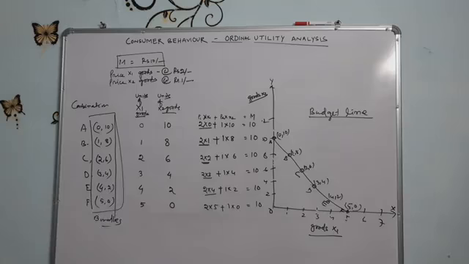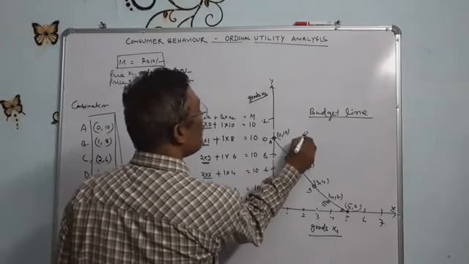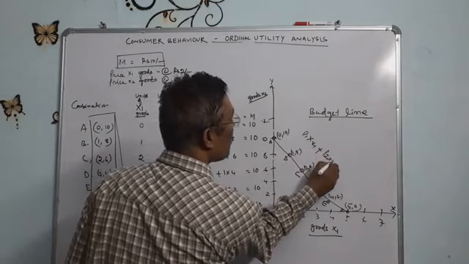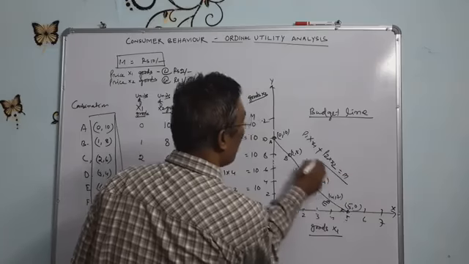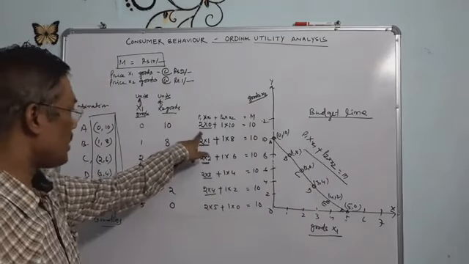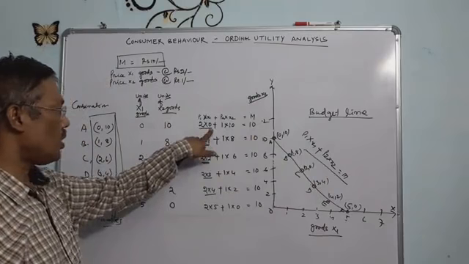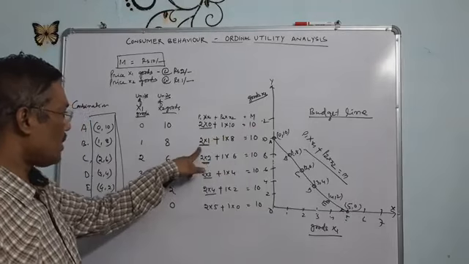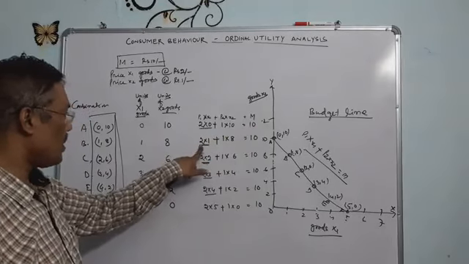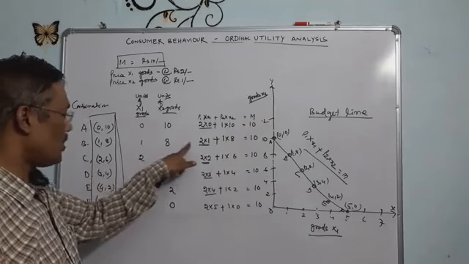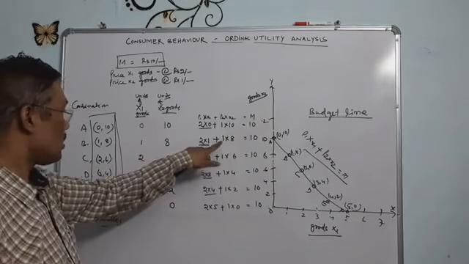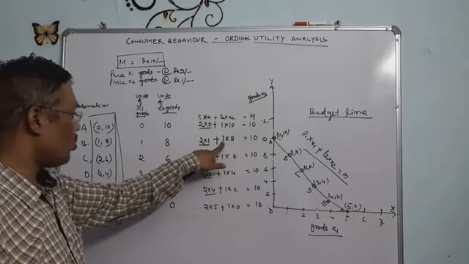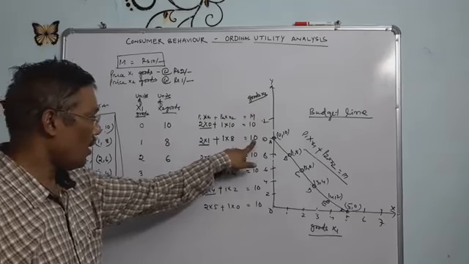This line shows P1 into X1 plus P2 into X2 equal to M. In every case, P1 into X1 plus P2 into X2 equals M. In the second case, the price P1 is 2 rupees, X1 units is 1, so 2 ones are 2. The price of the second good X2 is 1, 8 units, 8 into 1 is 8, plus 2 equals 10.